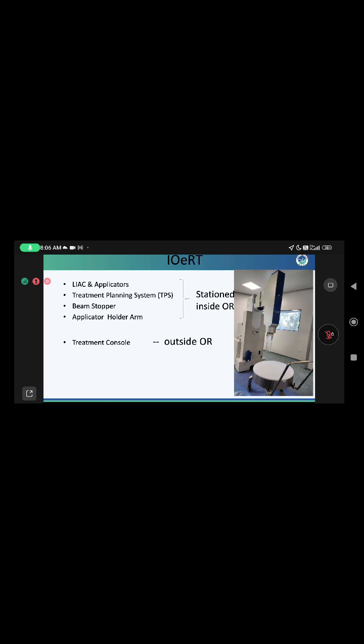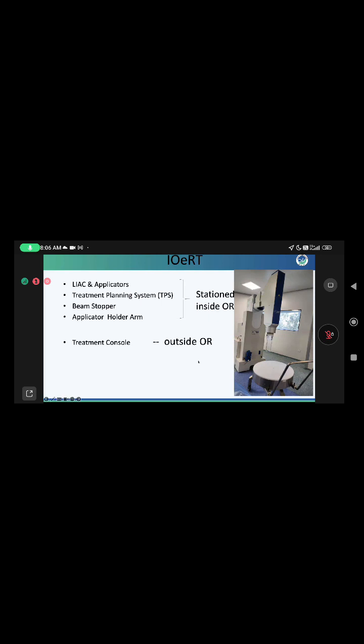We can choose the applicator depending upon the size of the tumor bed, the location of the tumor bed, and the tilt, whether it is a flat surface or a curved surface. Depending on that, we can choose the beveling of the applicator.